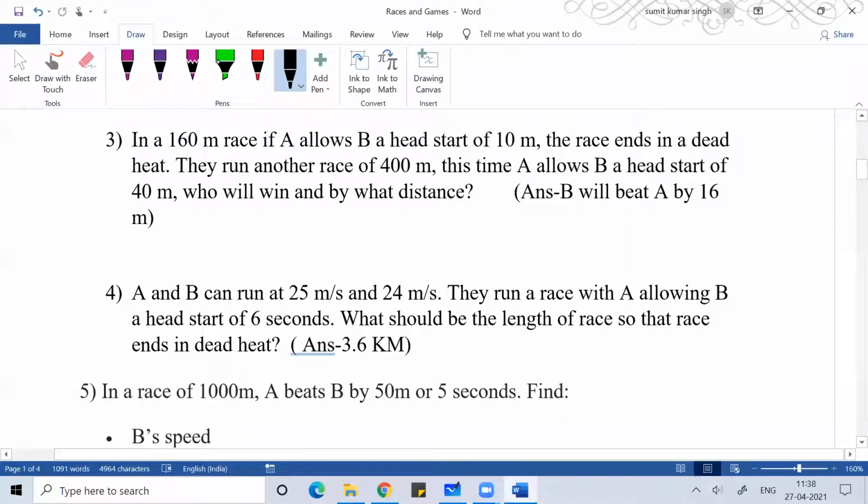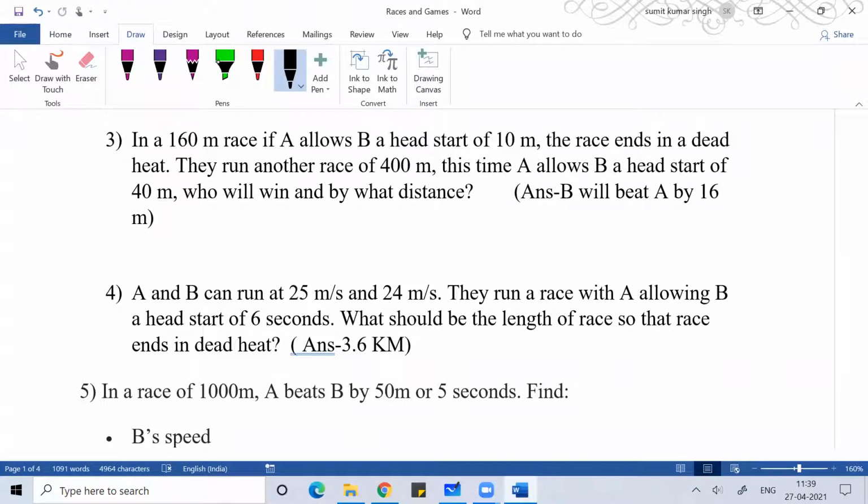What is a head start? A head start basically means the advantage we give to our opponent so that the race ends in a dead heat. Dead heat means when both people reach the finishing line at the same time. The advantage we give to the opponent can be given either in terms of distance or in terms of time.